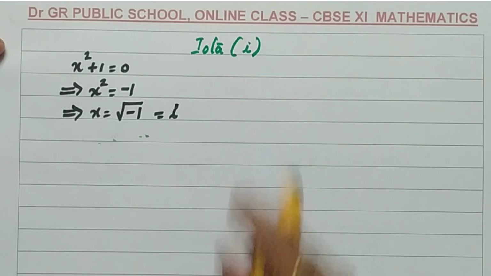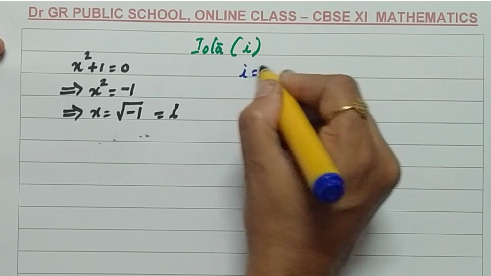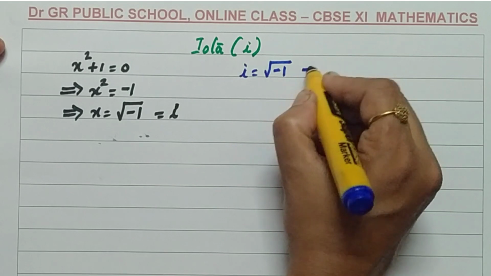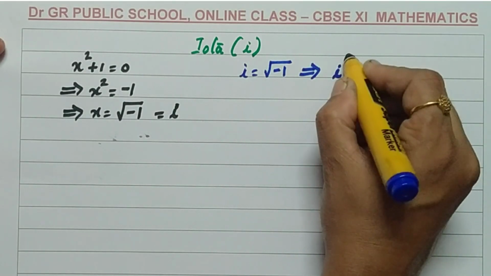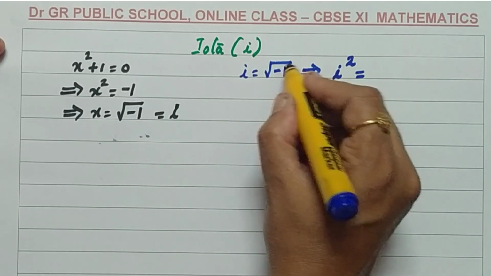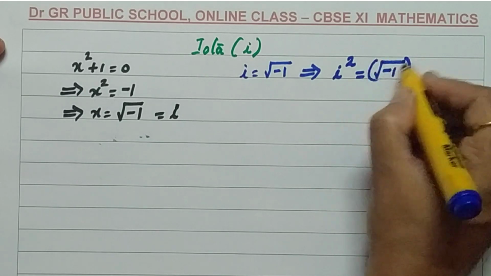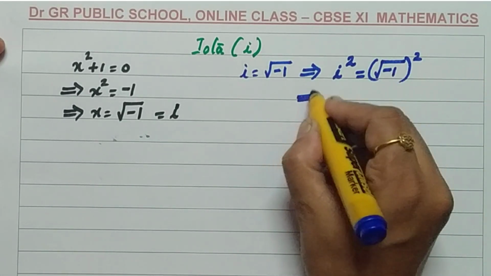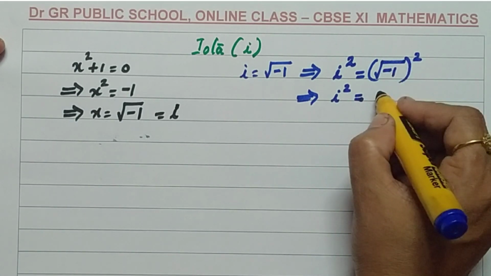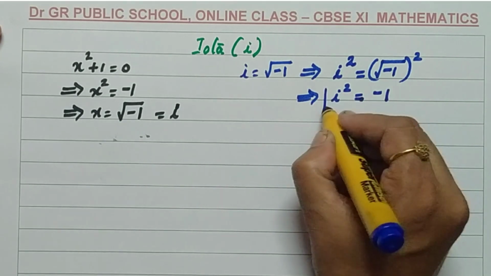Remember, iota i equals the square root of minus 1. What happens when squaring? i square equals root of minus 1 the whole square. Squaring both sides, what happens to i square? The root gets rid of and it becomes minus 1. i square equals minus 1.